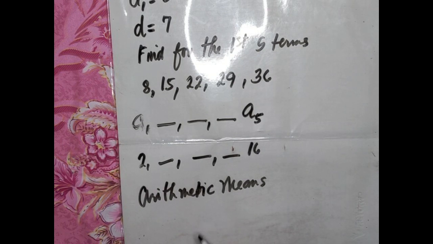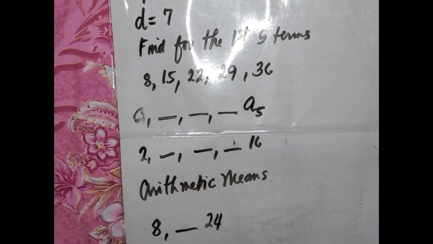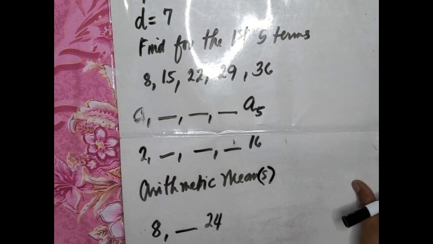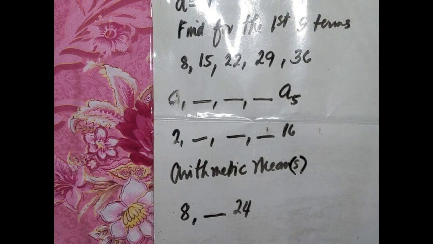Okay, singular. For example, we have 8 and then we have 24. So what is the arithmetic mean between 8 and 24? So we have only one arithmetic mean. It is singular. Okay, so what are we going to do in order to come up with the arithmetic mean?